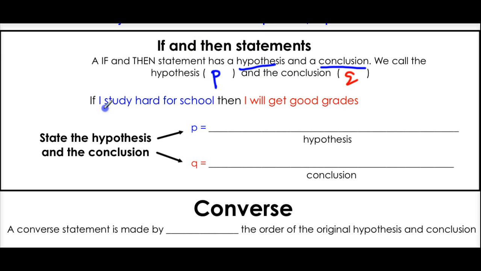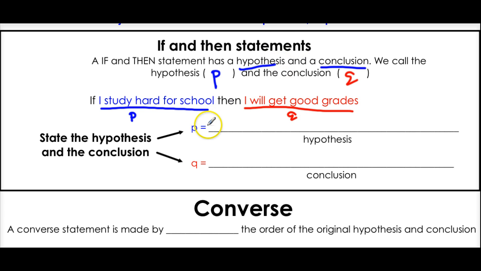All right? An example of an if-then statement would look like this. If I study hard for school, then I will get good grades. My hypothesis is the first part, and that is I will study hard for school. Our conclusion is the second part. That's what's after the then, and that's I will get good grades. So your first skill is to look at a sentence and be able to pick out the hypothesis and the conclusion in any if-then statement.